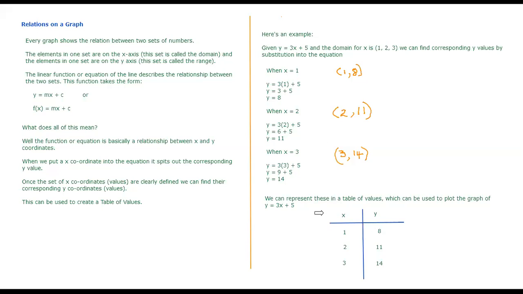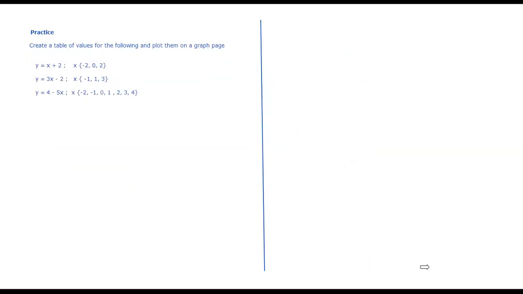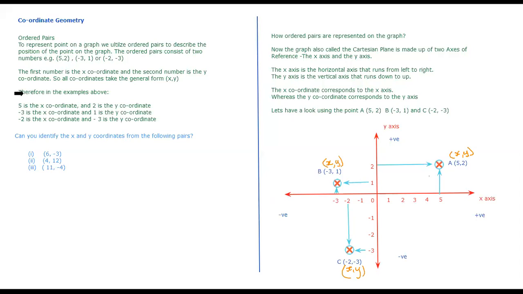And then I'm going to take this table of values and we're going to plot it on a graph. And then I'm going to give you one or two to try on your own. All right, so let's get into the lesson. So first up, we're talking about ordered pairs.